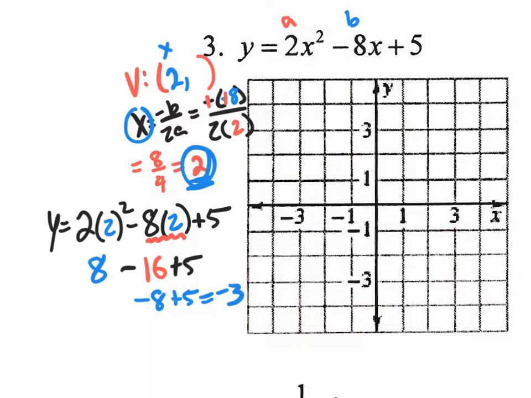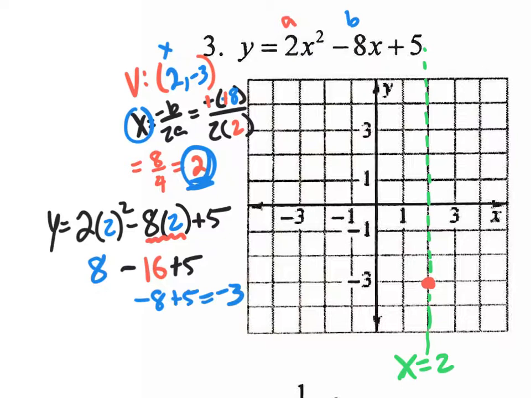So the vertex is 2, negative 3. That's the most important point of your parabola. Let's go to 2, negative 3, put a dot right there. Let's draw our axis of symmetry line right through it, which is the equation x equals the x value of the vertex, which is 2.